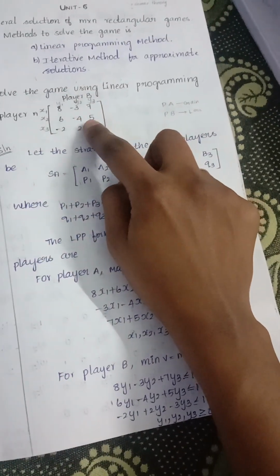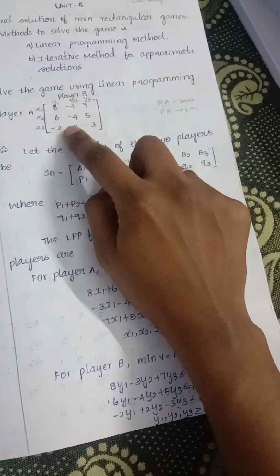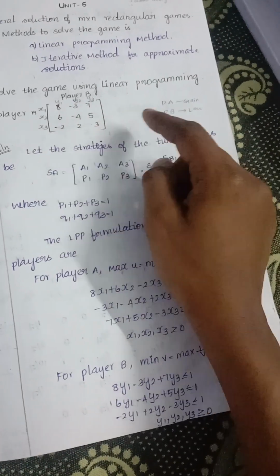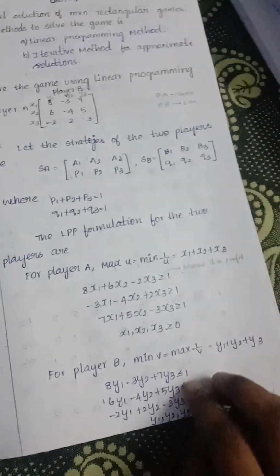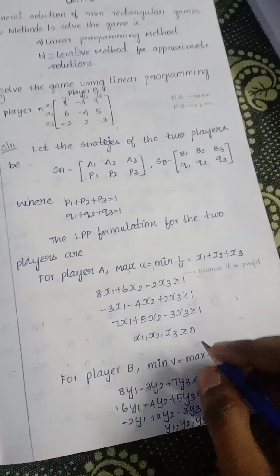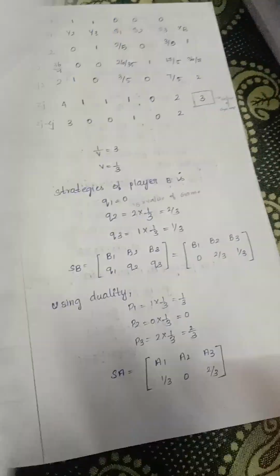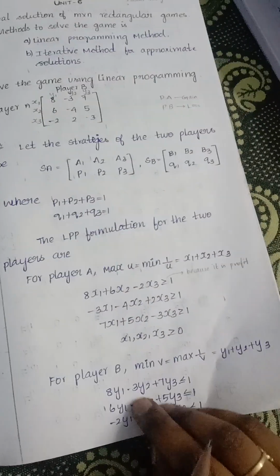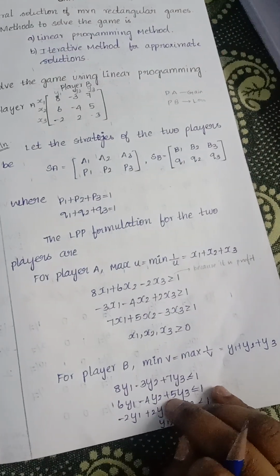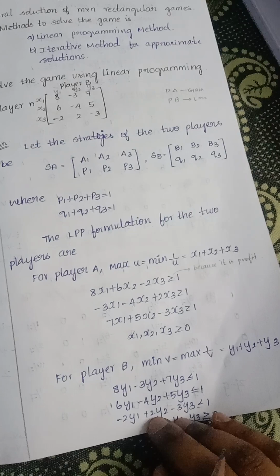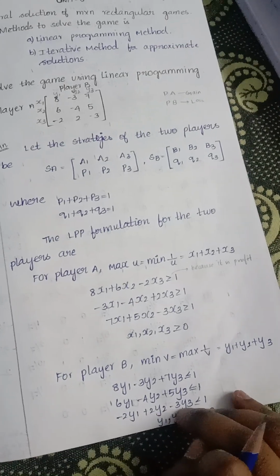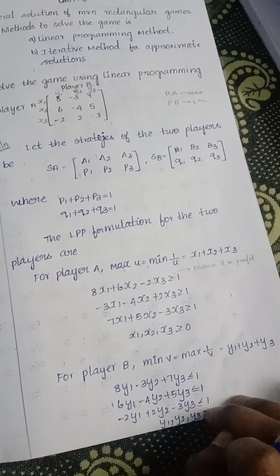8y1 minus 3y2 plus 7y3 less than or equal to 1. Why is it less than or equal to 1? Because player B loses the game, so it is less than or equal to 1. Then 6y1 minus 4y2 plus 5y3 less than or equal to 1, and minus 2y1 plus 2y2 minus 3y3 less than or equal to 1, with y1, y2, y3 greater than or equal to 0.